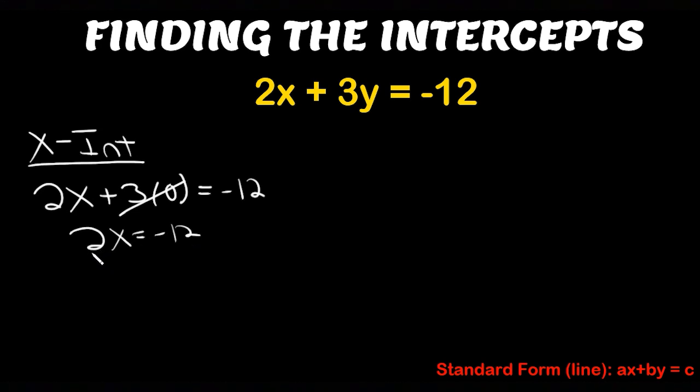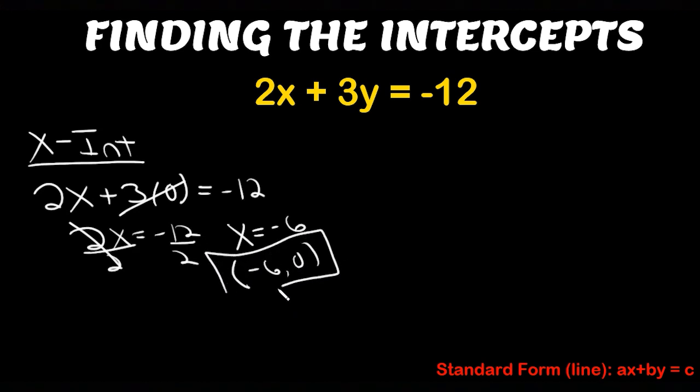Divide both sides by 2, okay? What do we end up with? We get x is equal to negative 6. Now that's a point, okay? That is a point that we could put on a coordinate grid if we wanted to graph it. This would be negative 6, 0, okay? Why don't we go ahead and box that in? There is the x-intercept. Now, how do I get the y-intercept?